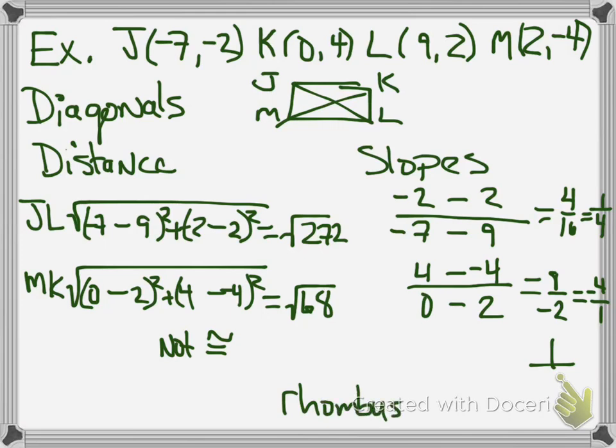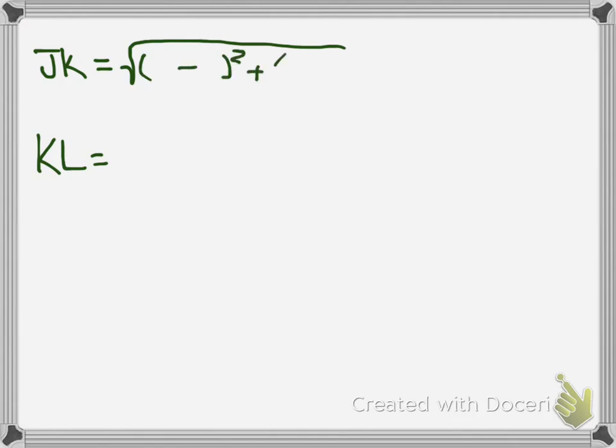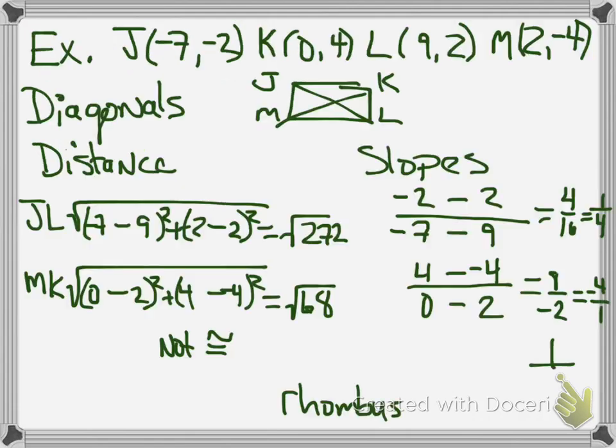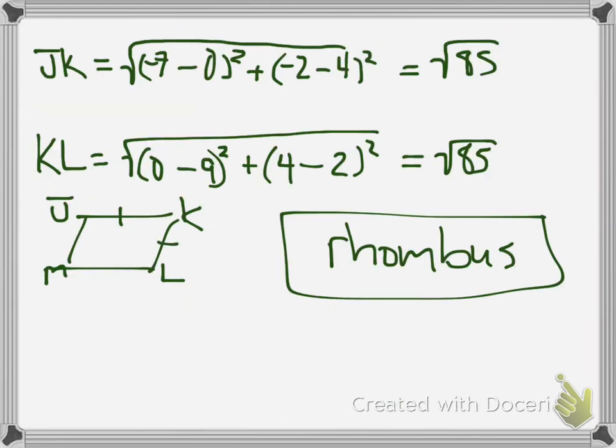Now how can I confirm that? Let's look at the sides. If I do the sides, then I can say if these two sides that are next to each other, and let me come back here for a second, if these two sides, JK and KL, are congruent, then I know that's a rhombus because consecutive sides would be congruent. Now I could check all 4 sides, but I'm not going to.